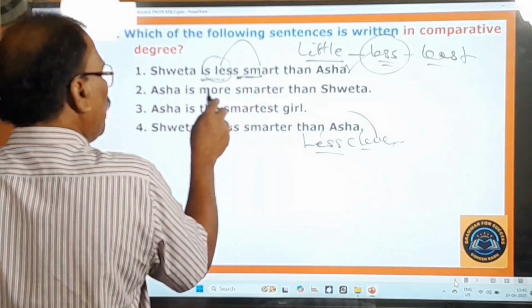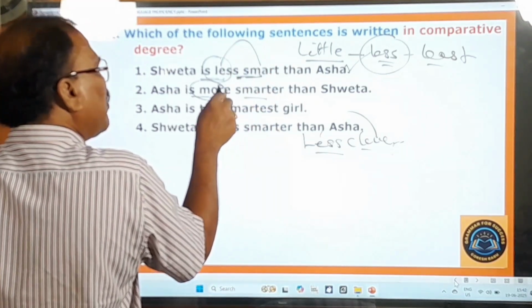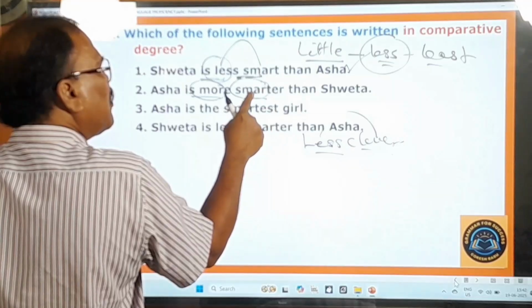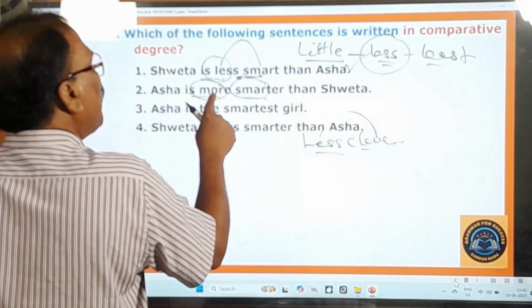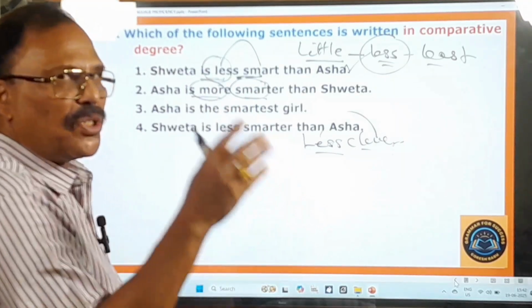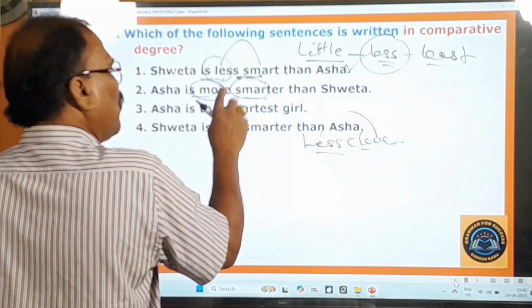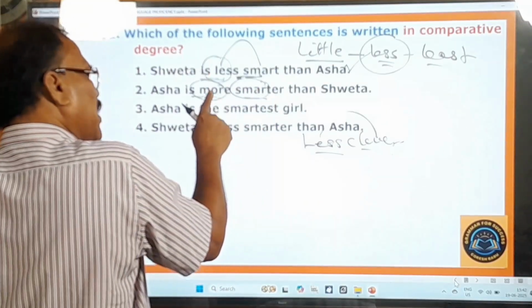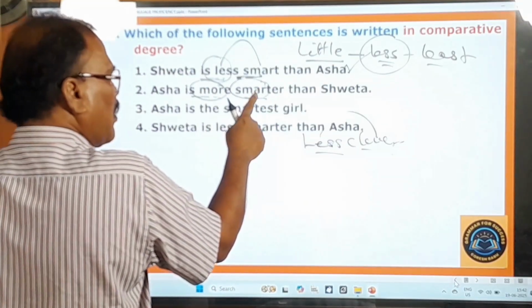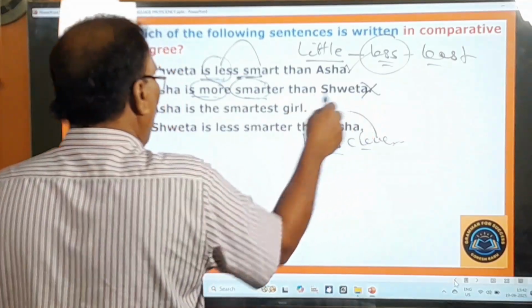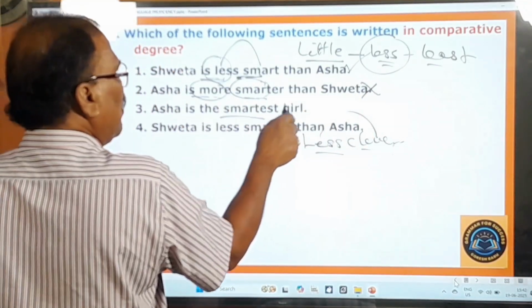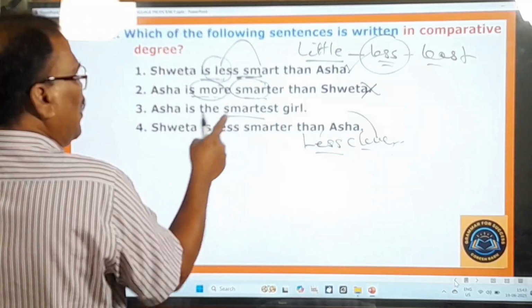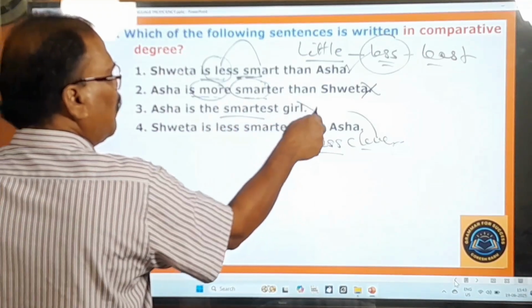Okay, and Asha is more smarter. So more is a comparative adjective, smarter is a comparative adjective, and here you see two comparatives or two superlatives should not be written side by side in one single sentence. So here more is a comparative adjective, smarter is also a comparative adjective, and therefore this is wrong. And Asha is the smartest girl. So he is asking for the comparative degree. So this is in the superlative degree, therefore this is wrong.